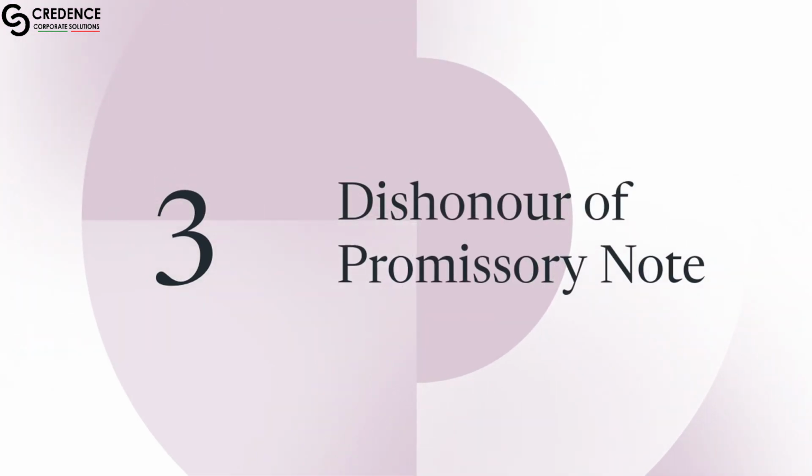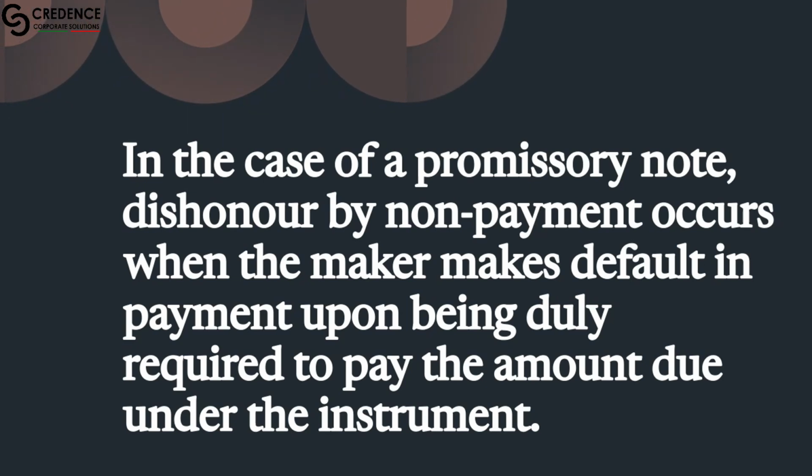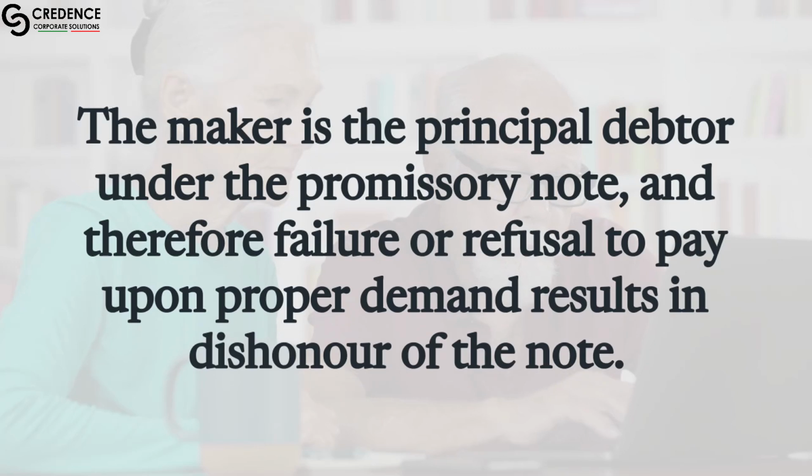3. Dishonour of promissory note. In the case of a promissory note, dishonour by non-payment occurs when the maker makes default in payment upon being duly required to pay the amount due under the instrument. The maker is the principal debtor under the promissory note, and therefore failure or refusal to pay upon proper demand results in dishonour of the note.